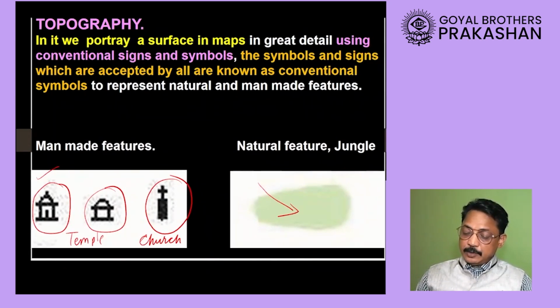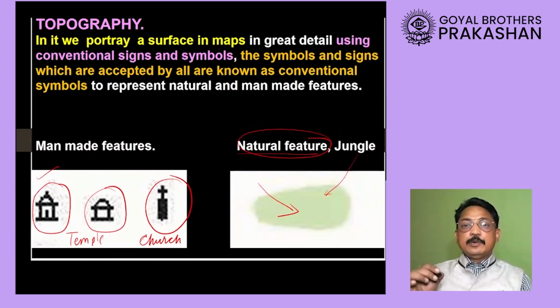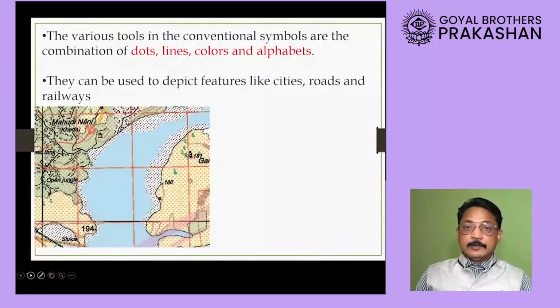Now here yellow, here green color is used, and we have already seen that it's a natural feature and it indicates jungle. So a topography map portrays the land surface in great detail using signs and symbols to show both naturally occurring and man-made features. Now, please remember we have to use some tools in order to draw a topography map.